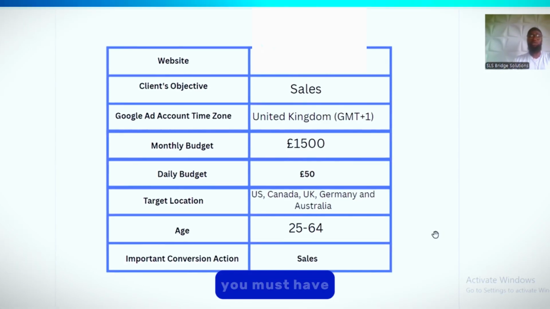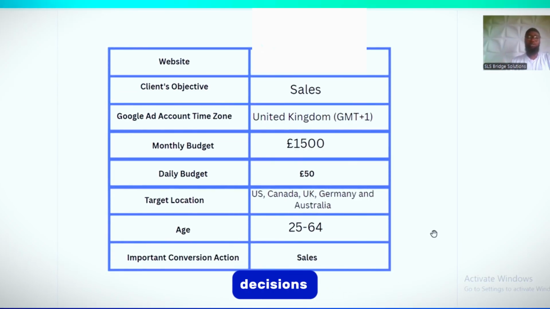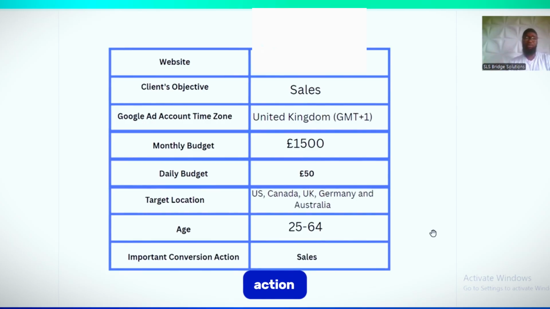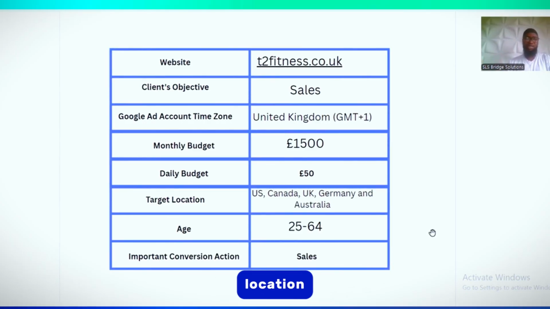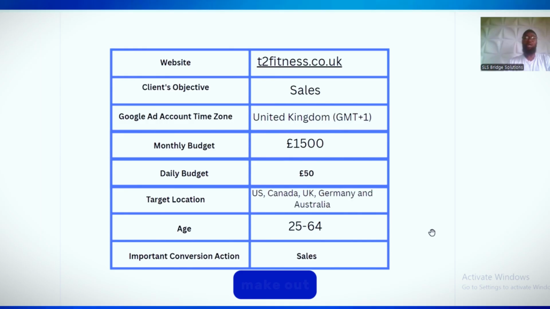And one of the things that you must have at the back of your mind is that for us to be able to come up with all these decisions, like the objective, conversion action, the age, target location, all these are based on the pre-audit that we did for the campaign, and it is not really just based on guessing. No, we actually went in and did an audit of the existing campaign that they have been running, and we were able to make some very good decisions out of what they already have. I'll give you a breakdown of how that works in the next couple of slides. So let's jump straight into this.